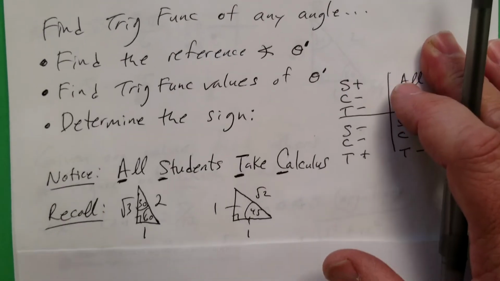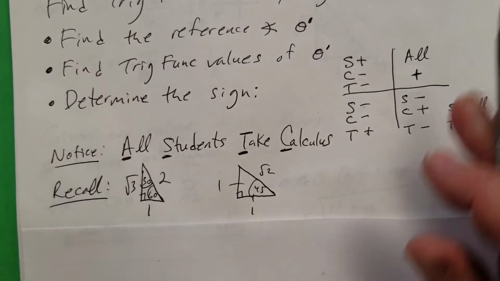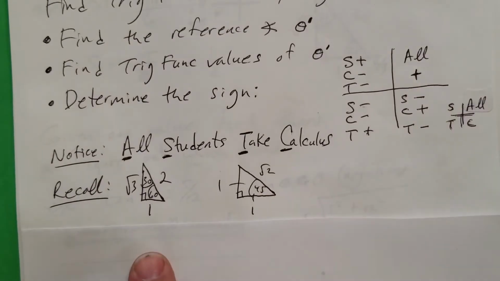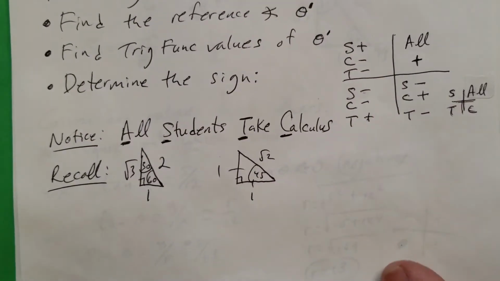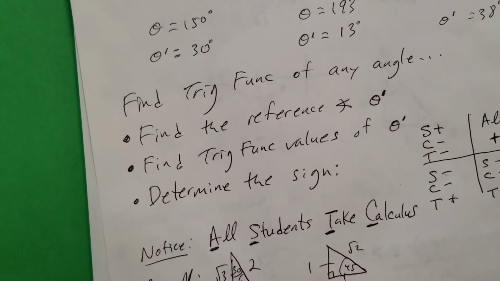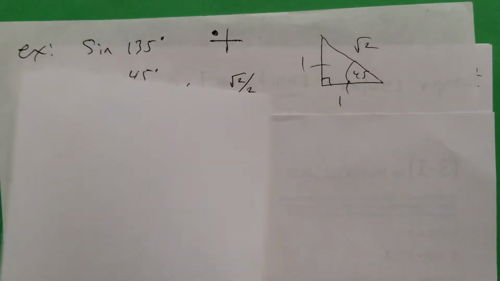So the other thing you have to remember is the special triangles 30, 60, 45. Okay, we did this in 4.2. So here's how it helps us, or how we use it. Okay.